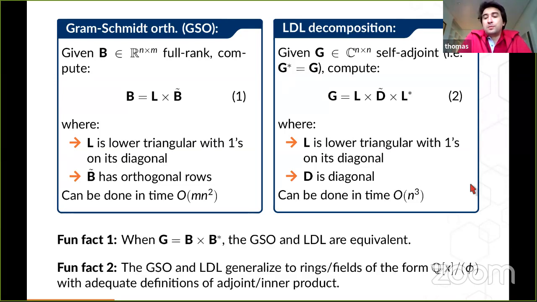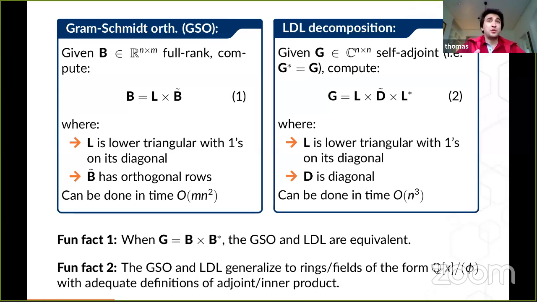So the algorithm that I will present in this section uses 3 facts, and 2 of them are explained. So the first fun fact that we will leverage is that when G is equal to B times B star, in the GSO equation 1 and the LDL equation 2, the matrix L in the 2 equations is going to be the same.